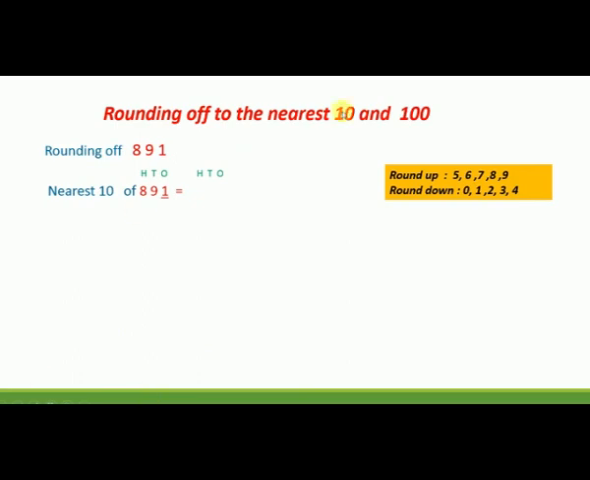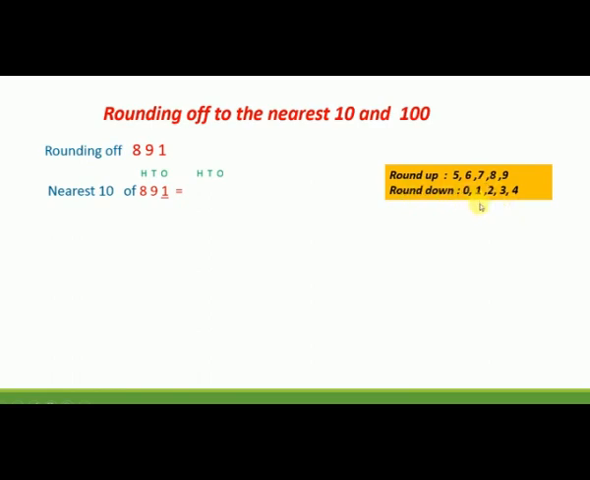Now let's see rounding off to the nearest 10 and 100. Now we are going to see what the nearest 10 of 891 is. As we have already discussed, to find the nearest 10, we always have to look at the ones place. So underline the ones place. In the ones place we have the number 1. Can you check it here? Is the number 1 in the round down list or the round up list?